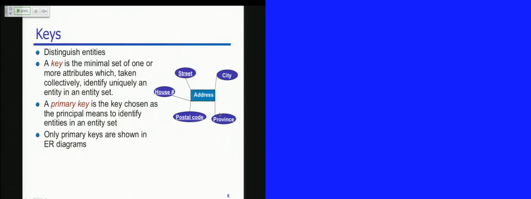What if there are multiple things which are unique in an entity, but only one of them could be the primary key? The primary key is usually chosen by the principal DBA, so whoever is designing the database.